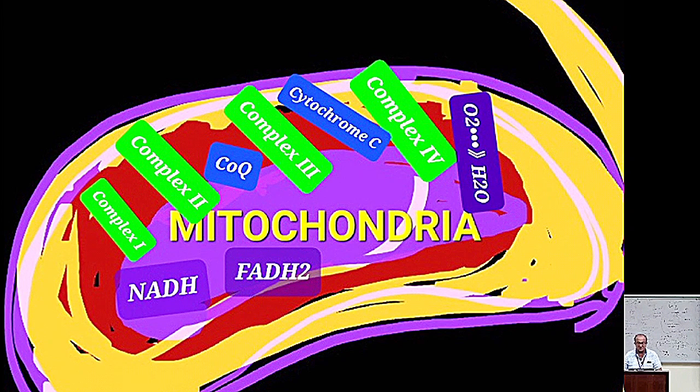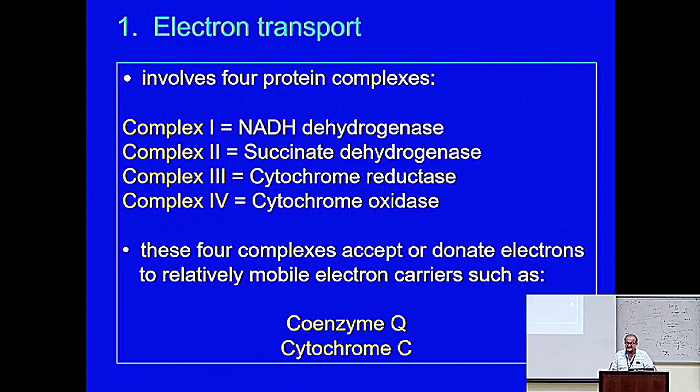Okay, so here's the first complex. The enzyme in the first complex is NADH dehydrogenase. So it's pretty self-evident. That means it's going to oxidize NADH and donate the electrons to FMN, then FMNH2, that does donate them to coenzyme Q. Okay? But let's move to complex 2.